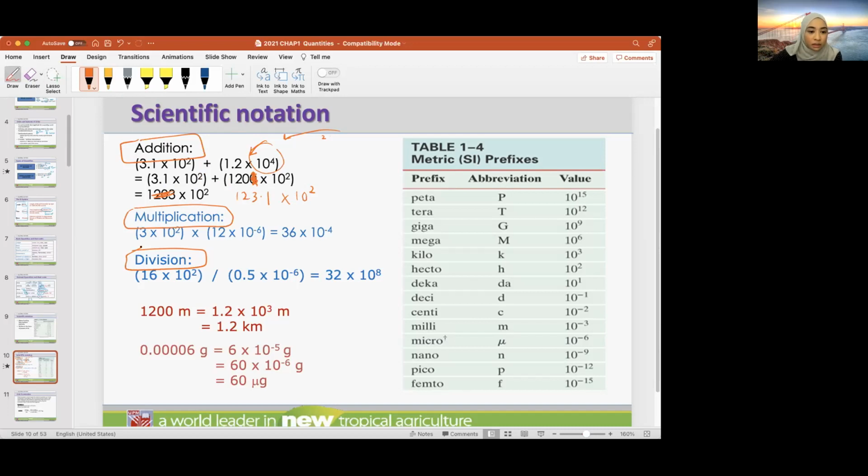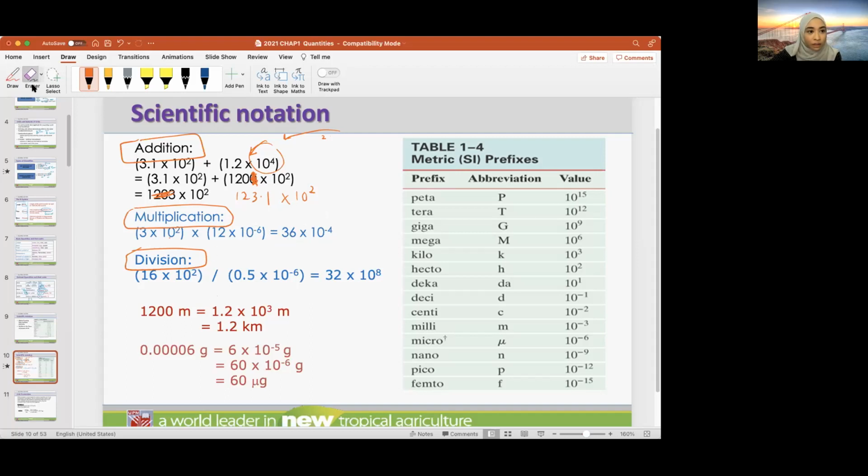Okay, and then we have multiplication. Multiplication is much easier. So 3 times 12, 10 to the 2 times 10 to the minus 6. It's quite straightforward. 3 times 12 is 36. 10 to the power of 2 times 10 to the minus 6 gives you this. Multiplication is basically penambahan of these two. 2 plus minus 6 is minus 4. Okay, I think this is pretty straightforward. If you are struggling with this, I hope you are doing the revision on your own. I'm just going through this quickly.